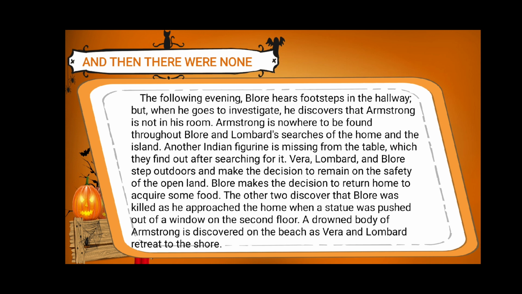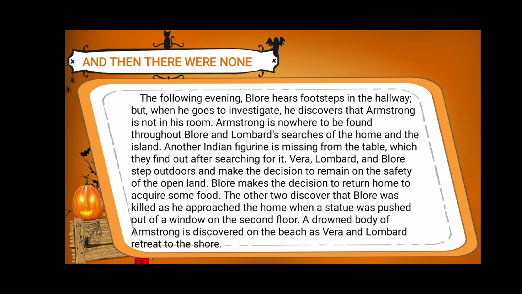The following evening, Blore hears footsteps in the hallway, but when he goes to investigate, he discovers that Armstrong is not in his room. Armstrong is nowhere to be found throughout Blore and Lombard's searches of the home and the island. Another Indian figurine is missing from the table, which they find out after searching for it. Vera, Lombard, and Blore step outdoors and decide to remain on the safety of the open land. Blore decides to return home and acquire some food.